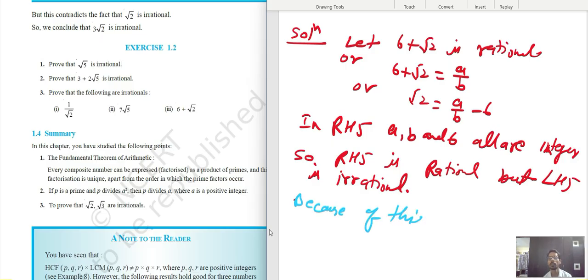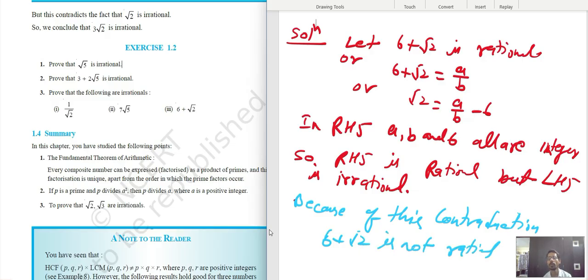So we'll write tagline, because of this contradiction, 6 plus root 2 is not rational, it is irrational. Okay. What is the meaning of contradiction?